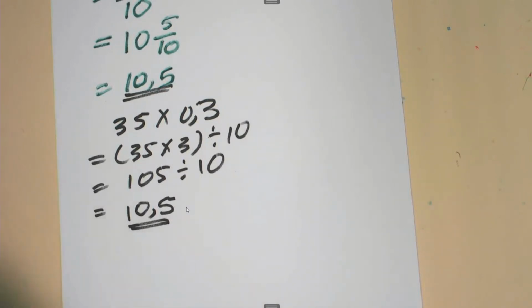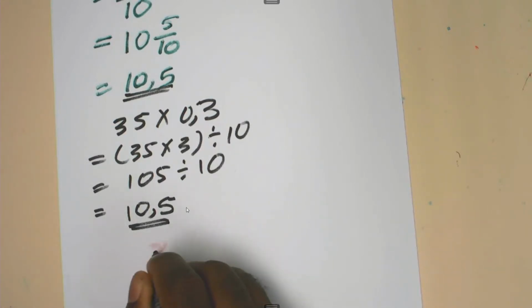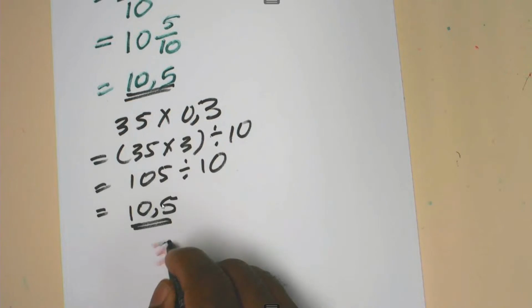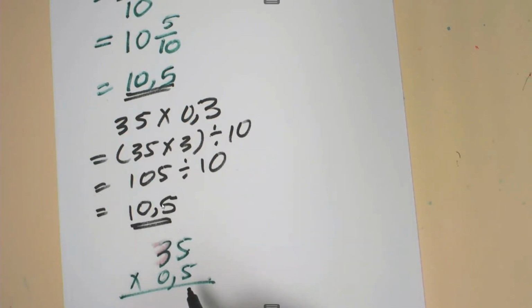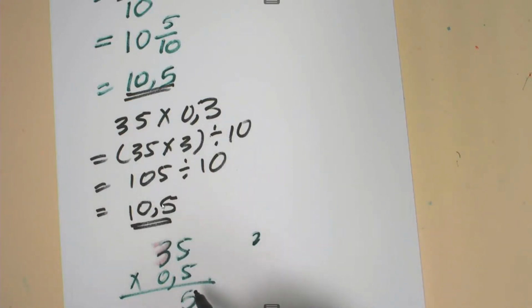Let me take now the red one. Others are saying, no, we have a 35, multiplied by 0.5. They will say 5 multiplied by 5 is what? It's 25. We put 5, we put 2. Let us put 2 here. And then we say 5 multiplied by 3, it's 15 plus 2.